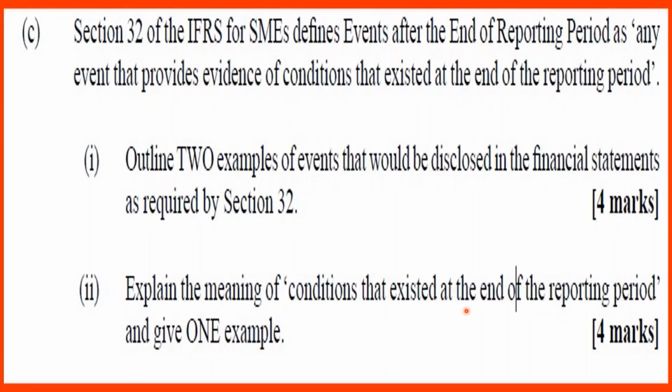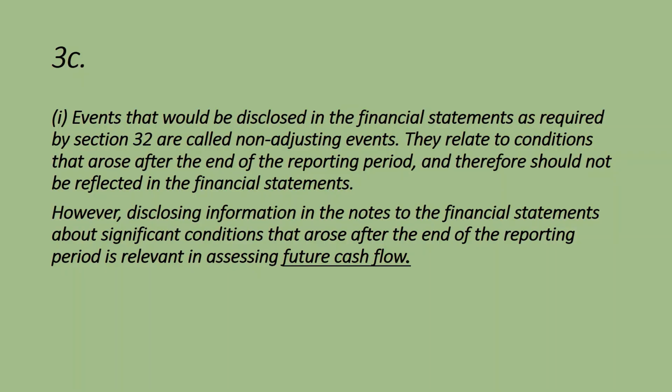So they want to know what is the meaning of conditions that existed at the end of the reporting period. First, I'll give you a little information about Section 32 and what it is about before I jump into the answer, right? Events that would be disclosed in the financial statement as required by Section 32 are called non-adjusting events. They relate to conditions that arose after the end of the reporting period, that is, after the balance sheet date, and therefore should not be reflected in the financial statement.